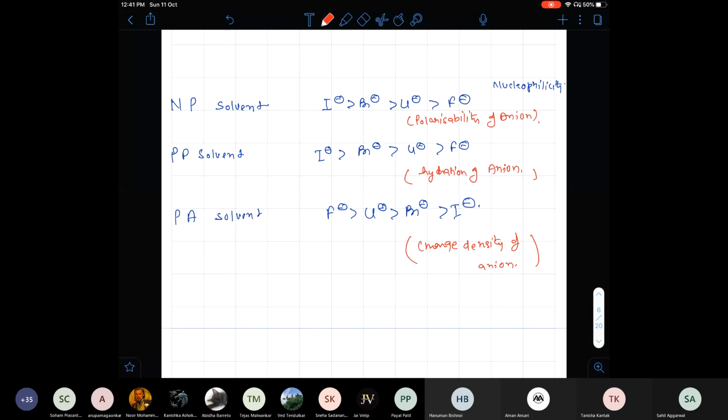In non-polar solvent, because of the polarizability of anions, I minus is best. In polar protic solvent, ions get solvated by the water molecules. As they get solvated, fluorine will be surrounded by the maximum number of water molecules. Hence, its nucleophilicity decreases. In polar aprotic solvent, it is because of the charge density of the anion. So this we have to remember: in different solvents, what order do we have and what is the reason behind it?